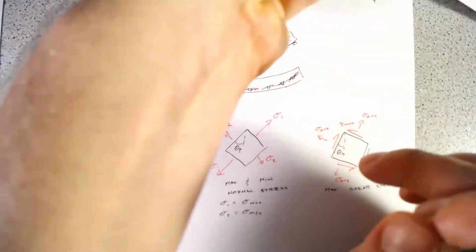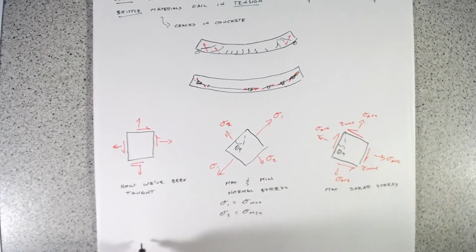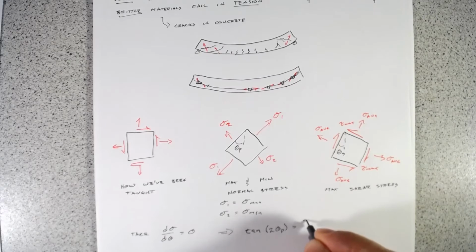So I won't go through the math there for time's sake, but we can find that for tan theta, taking d sigma d theta equal to 0, you're going to end up with the tangent of 2 theta p equals 2 tau xy divided by sigma x minus sigma y.